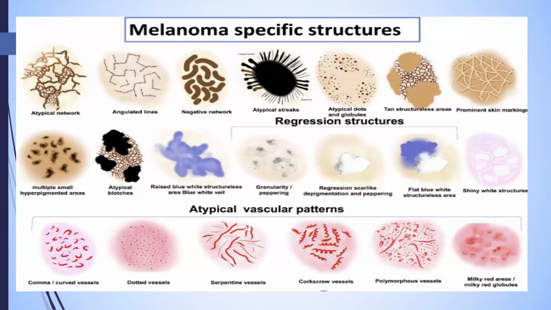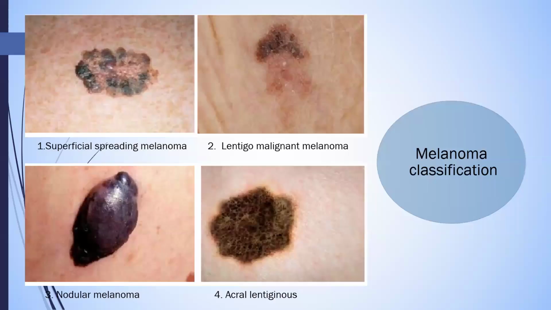See, these are the things which have to be compared. And when you come to melanoma, there are different types. There is superficial spreading melanoma, lentigo-malignant melanoma, nodular melanoma, acral lentiginous melanoma, and a melanoma which is amelanotic as well. That is, there is no pigment there. All right, so what is the difference?